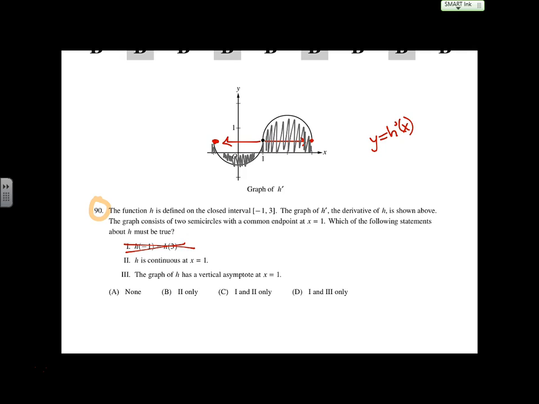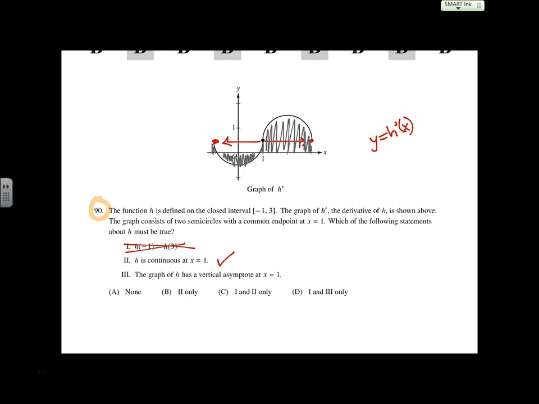I kind of already described number 2. But as you look at the graph of the derivative, does the derivative exist everywhere between -1 and 3? Yes or no? Yeah, the graph doesn't have any vertical asymptotes or any holes. It exists. So if the derivative exists, if the function is differentiable, what must it also be? If the derivative exists everywhere, then it must be continuous.